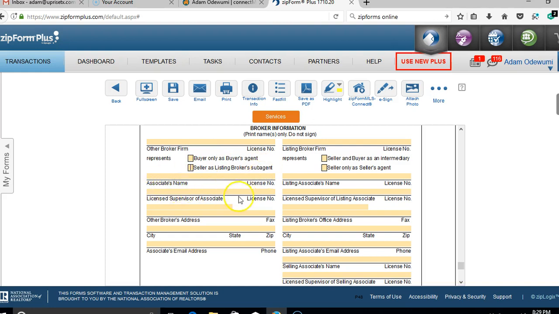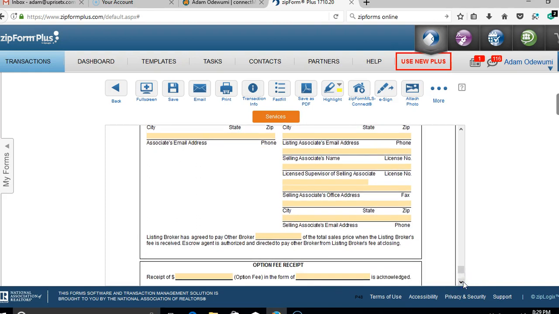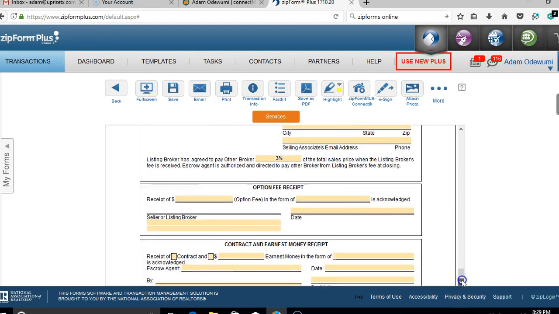You put their supervisor if there is one, license number, the address of the brokerage, city, state, zip, the agent's email address, phone number, and then on the buying side, never, ever, ever forget to put our commission here, because you will be fired. It's typically 3%. Just so you know, for the 3%, you've got to put a space bar, 3, and then the percent for the forms. Okay, that's pretty much it from 1 to 4.